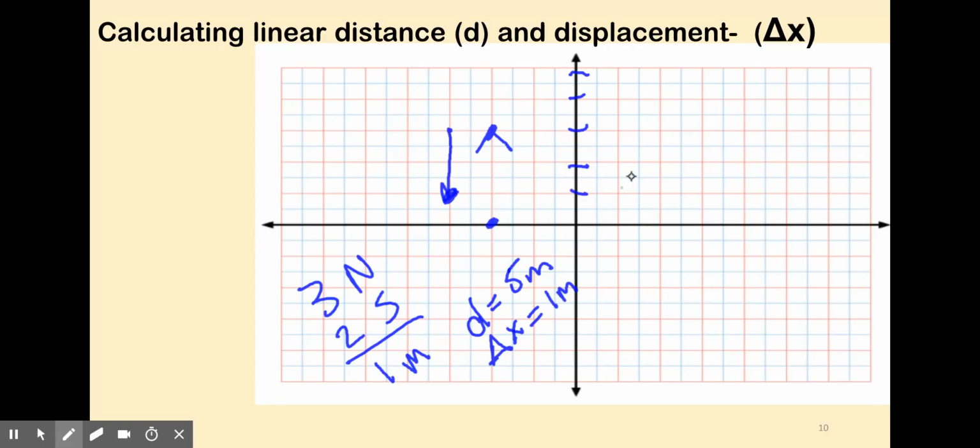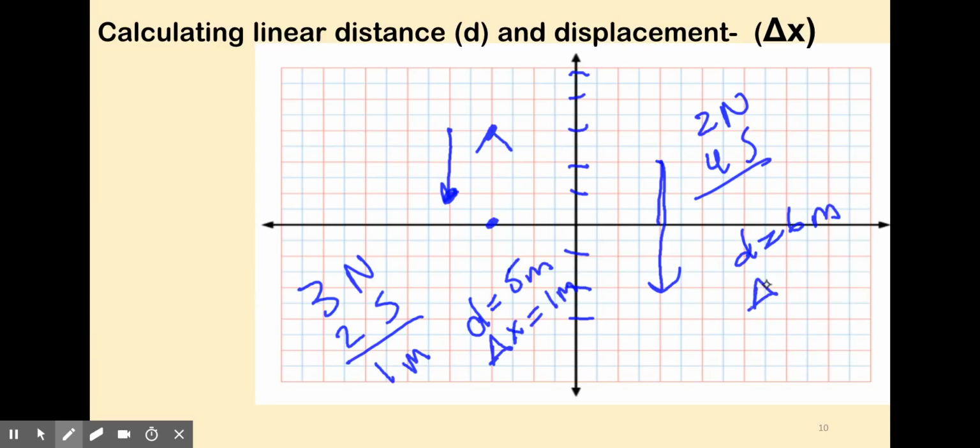What if I go up to, let's go ahead and label some more of these. Each one of these is 1 meter. So if I go up to 2 north, and then I go south 4 south. My total distance traveled is 6. My change in position, my displacement from where I started is -2. That means I went down from where I started. So negative means you went down or left.